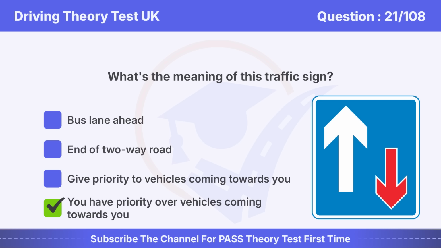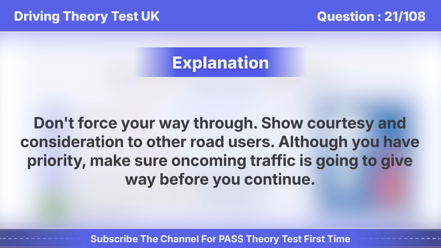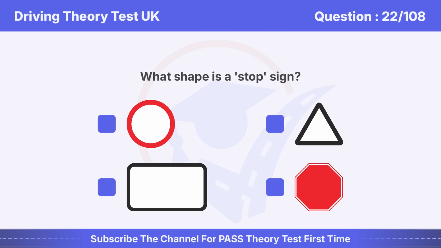Answer is D. You have priority over vehicles coming towards you. Don't force your way through. Show courtesy and consideration to other road users. Although you have priority, make sure oncoming traffic is going to give way before you continue. Question 22. What shape is a stop sign?